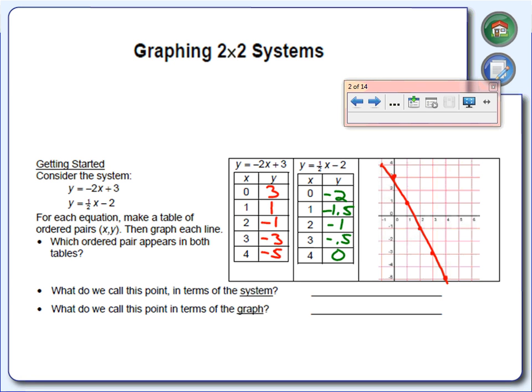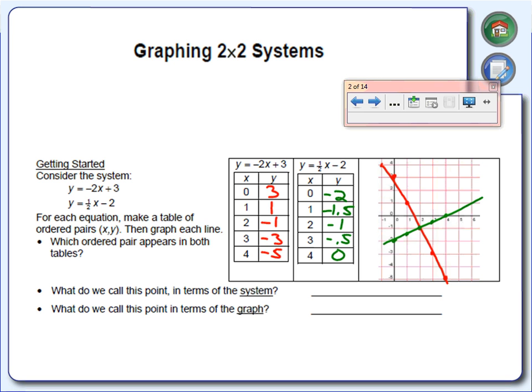All right, so these are the ordered pairs. We're going to plot them just like we did with the first equation. 0, negative 2 would be right here. 1, negative 1.5 would be right here. 2, negative 1 would be right here. 3, negative 0.5 would be right in there. And 4, 0 would be right here. So if I connect those dots, that is the line I get. So all I've done so far is graph both equations and complete the two tables.